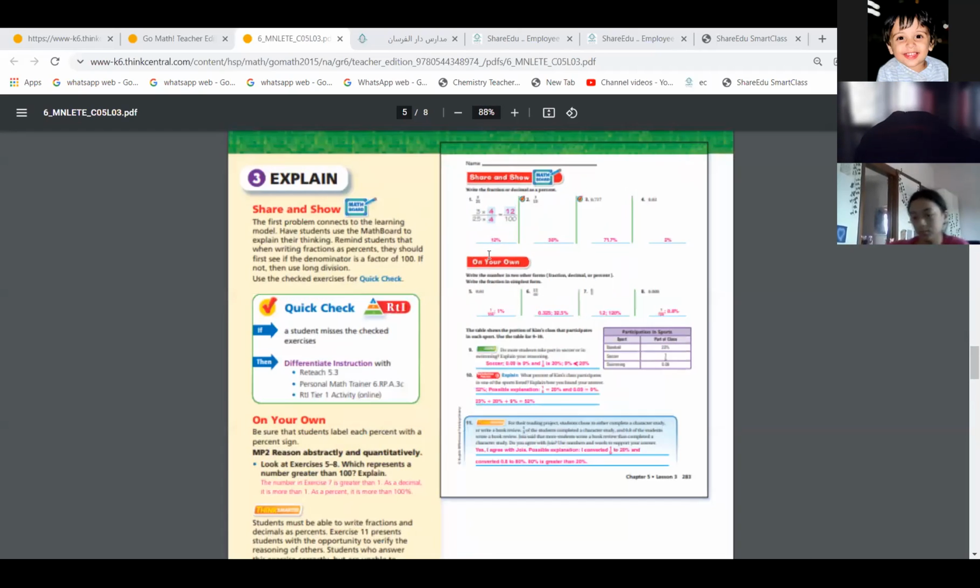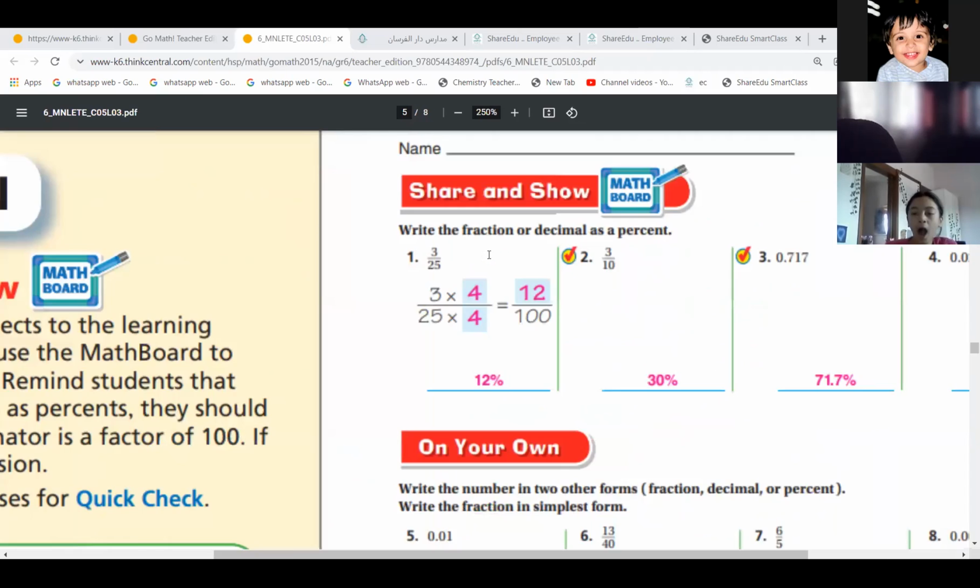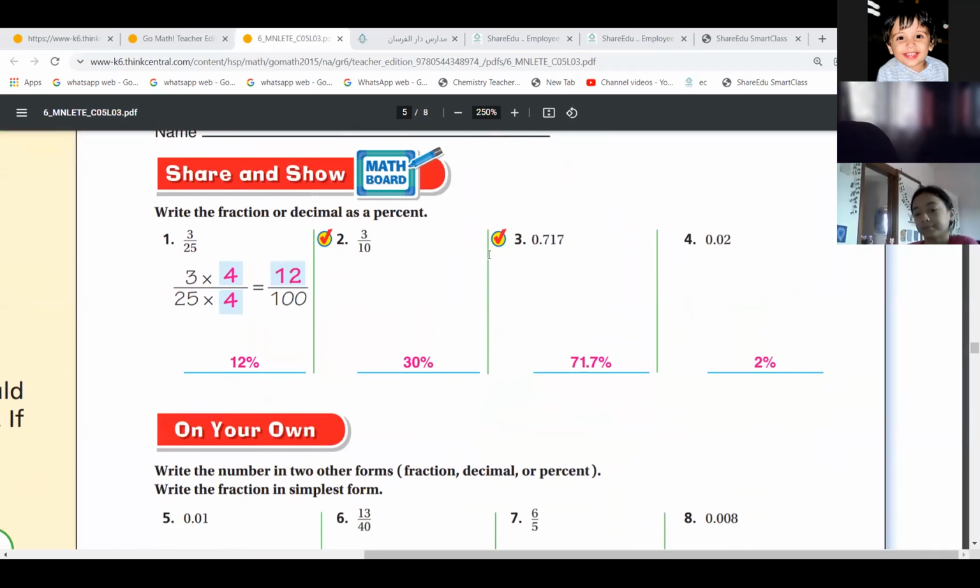Okay, so grade 6 girls, we need to continue with lesson number 3, that is 5.3, chapter 5. Before I begin, let us quickly revise what we did yesterday.